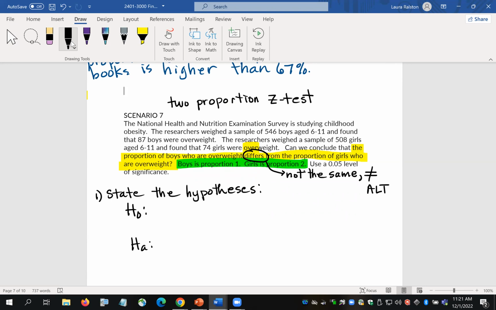Now, I prefer to say the proportion of boys does not equal the proportion of girls. You could say proportion 1 does not equal proportion 2. But then you have to remember that 1 is boys and 2 is girls. So you can write it either way. The proportion of boys equals proportion of girls would be the null hypothesis, okay? Because remember, they have to be opposites of each other.